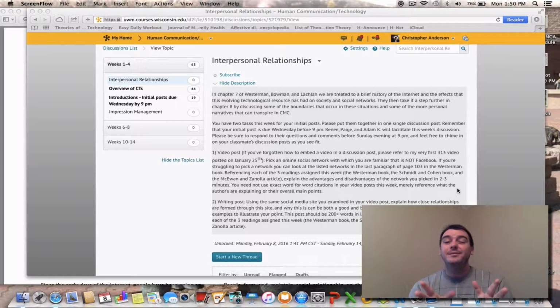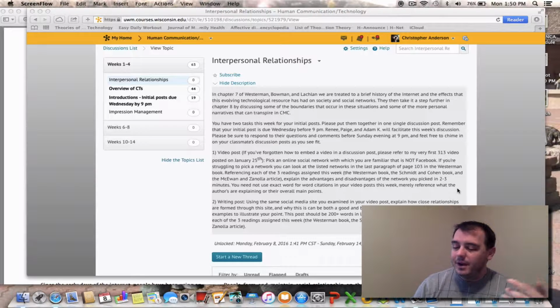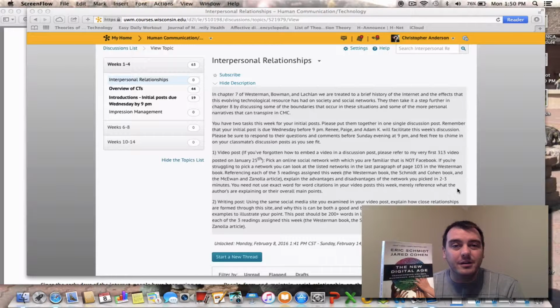The reason I want you to read that first is, one, it's easy reading, right? It's simple, it's really straightforward. But two, I think you can take the materials in that book and use it to frame the other 2 readings this week. So once you get done with Westerman, I think move on to the Schmidt and Cohen book.